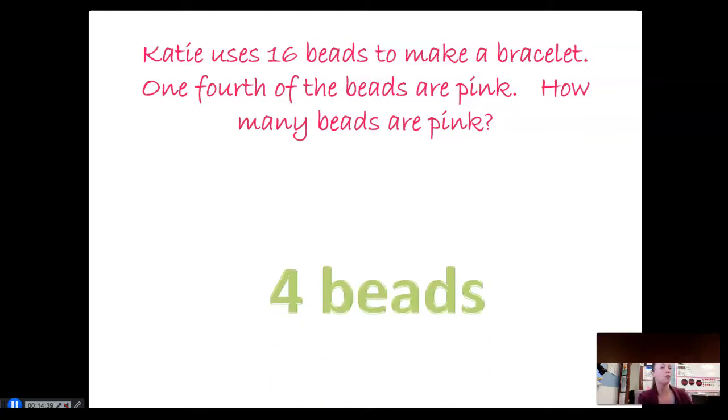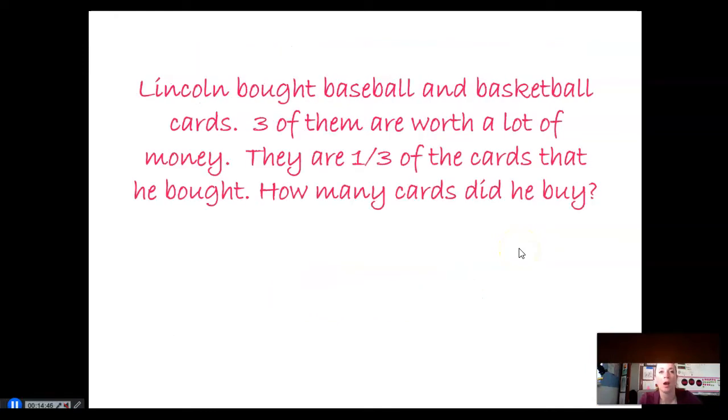Now notice it did not say what fraction. Your answer should never be a fraction unless it says what fraction or we're splitting up food. All right, kiddos, here we go.